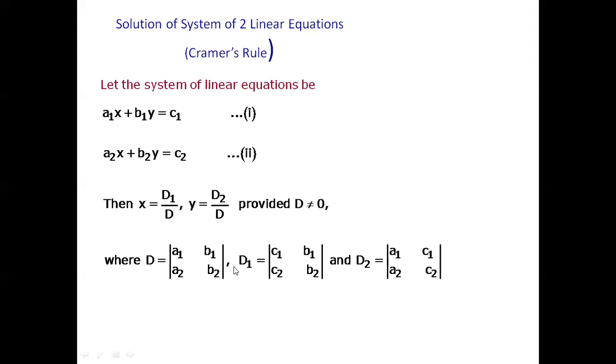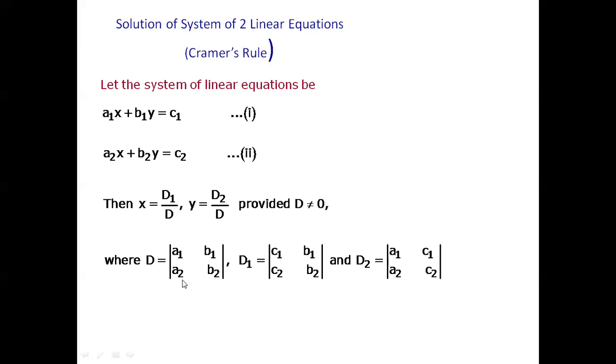Next, what is D1? D1 is nothing but what? Replace the first column of D with the constants, that is c1 and c2. Look here, D1 is equal to c1, c2, b1, b2. Keep b1, b2 as it is, that is the second column stays as it is. Only replace the first column with the constants. Next, what is D2? D2 is nothing but the first column as it is, then replace the second column with c1 and c2.